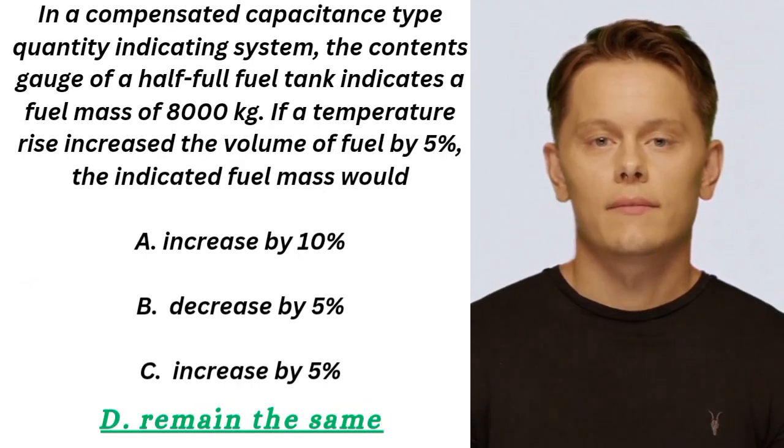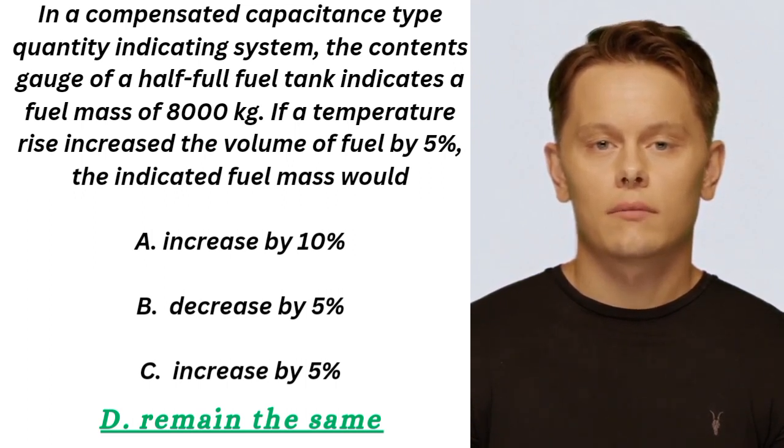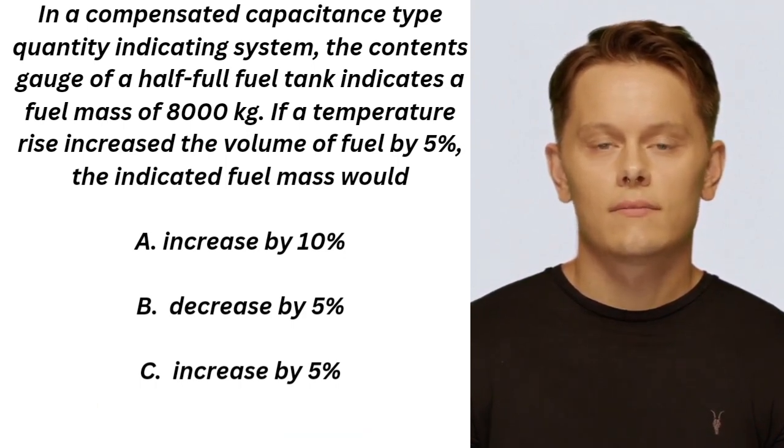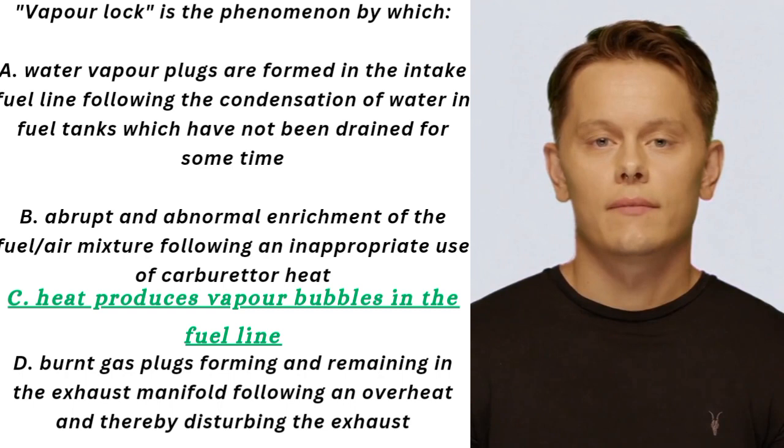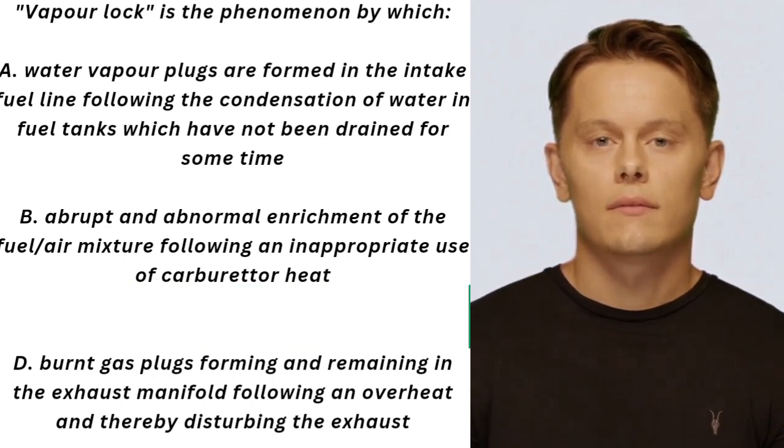Question 23. In a compensated capacitance-type quantity indicating system, the contents gauge of a half-full fuel tank indicates a fuel mass of 8,000 kilograms. If a temperature rise increased the volume of fuel by 5%, the indicated fuel mass would. The answer is D. Remain the same. Question 24. Vapor lock is the phenomenon by which. The answer is C. Heat produces vapor bubbles in the fuel line.